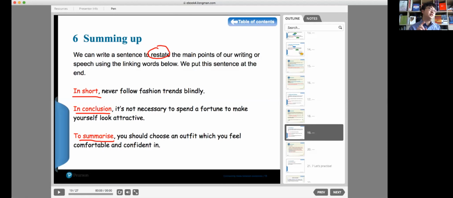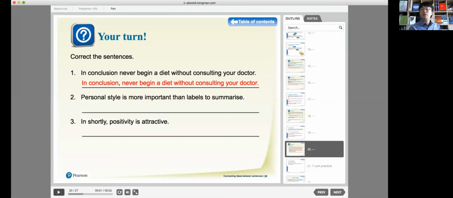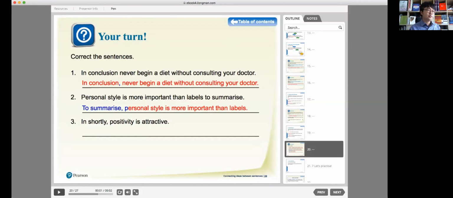Okay, so we have to correct these sentences. Here we put the connective at the beginning and then a comma. So it's easy. The first one, a comma is missing. In conclusion, comma, never begin a diet without consulting your doctor. Right? The second one, personal style is more important than labels, to summarize. We have to put to summarize at the beginning of the sentence, like here. To summarize, personal style is more important than labels. The last one, in shortly. Did I say in shortly? No, I said in short. In short, comma, positivity is attractive.